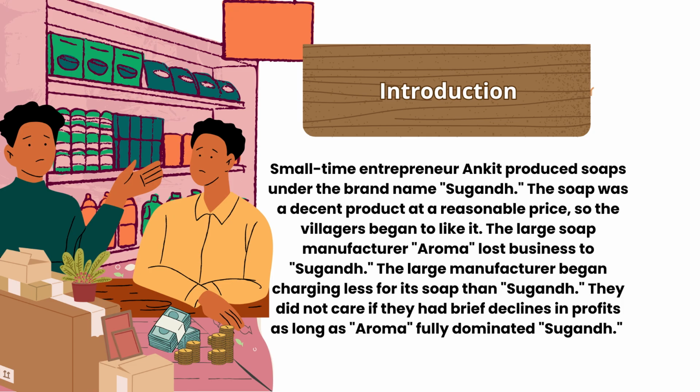Small-time entrepreneur Ankit produced soaps under the brand name Sugandh. The soap was a decent product at a reasonable price, so the villagers began to like it. The large soap manufacturer Aroma lost business to Sugandh. The large manufacturer began charging less for its soap than Sugandh. They did not care if they had brief declines in the profits as long as Aroma fully dominated Sugandh.